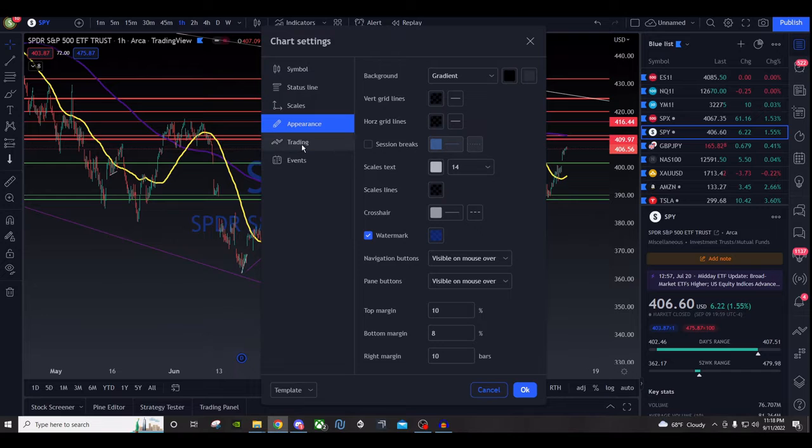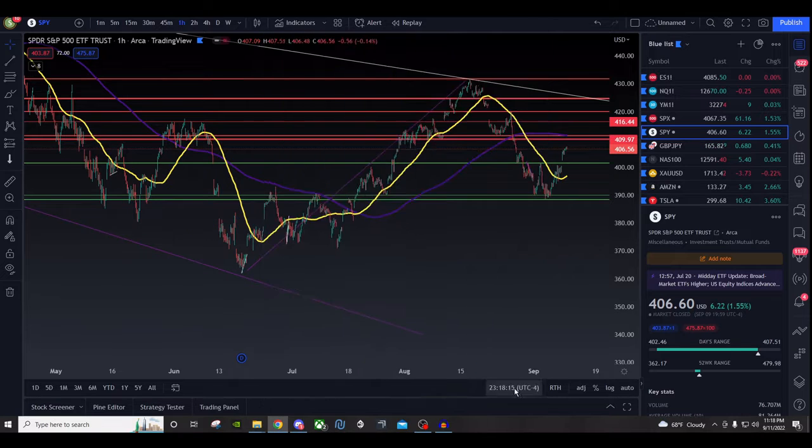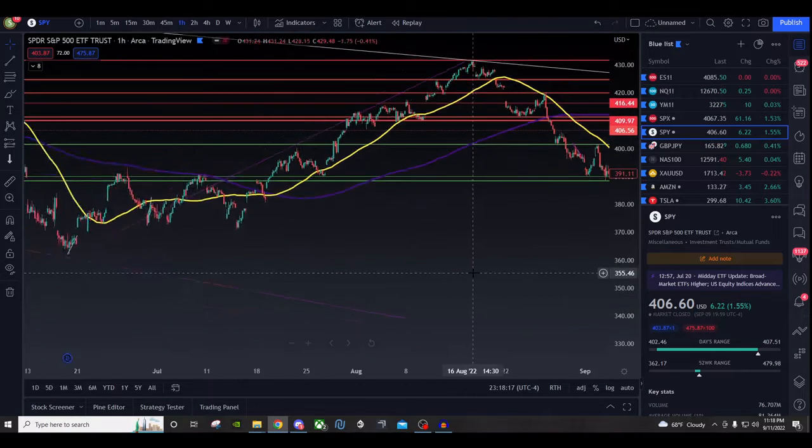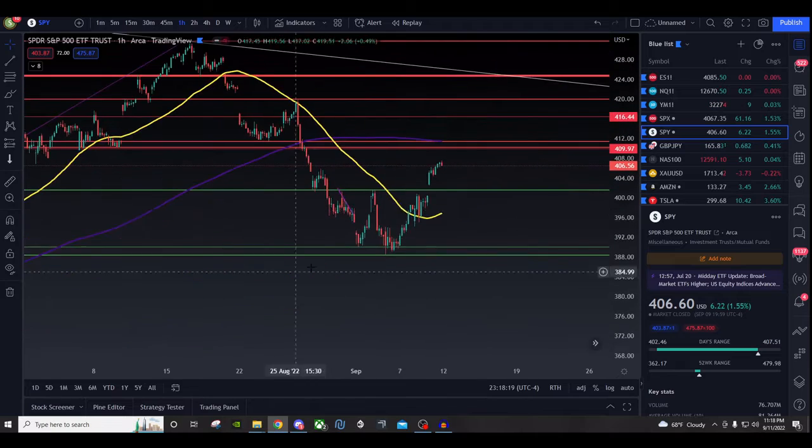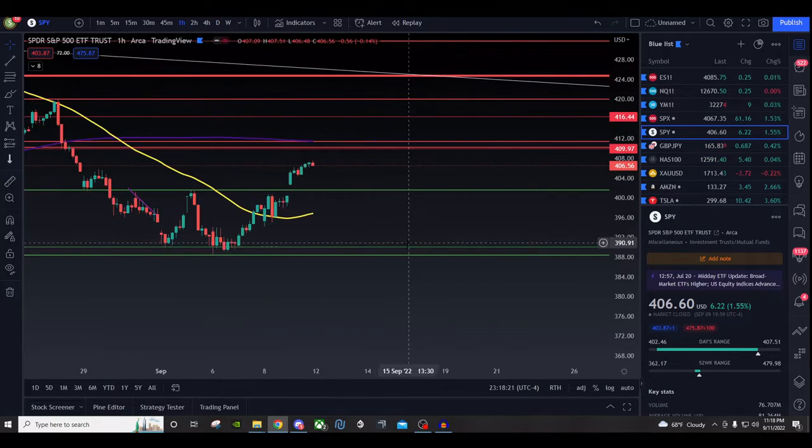Anyway, I don't know why I have to keep taking that watermark off. But that's what we're looking for. We're going to try to hit that.